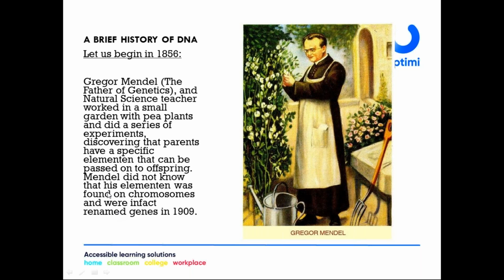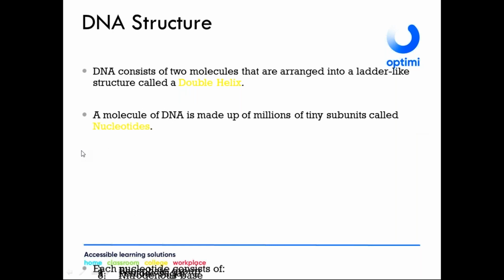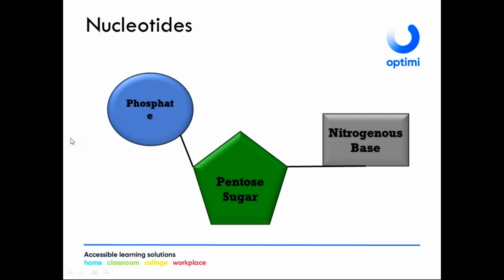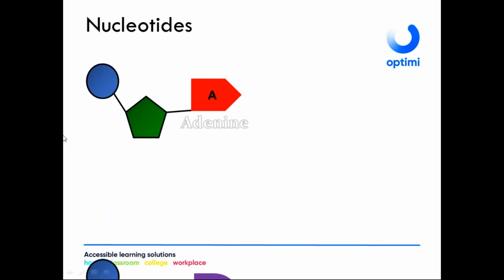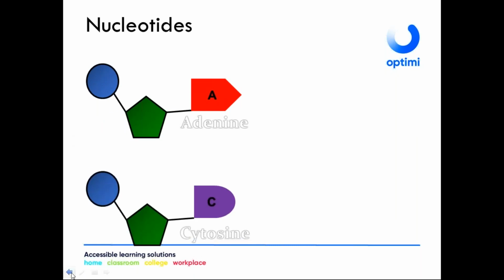But what Mendel did not know was that the element he was talking about was found on chromosomes. He did not know that. It was later, with the help of research from other scientists, that this element was renamed genes. So he made all this possible. Without him, we wouldn't even be able to study DNA replication at all. Okay, sorry, let me go back.